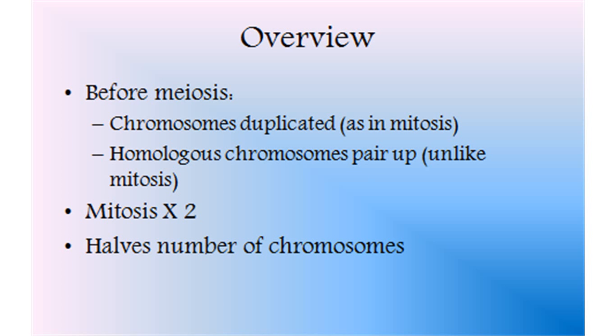One of the things that we'll end up doing in class is comparing and contrasting mitosis and meiosis in several ways. Just like in mitosis, right before the process happens, you do duplicate your chromosomes. But unlike in mitosis, you're going to have your homologous chromosomes pair up with each other. Then you're going to do the equivalent of performing mitosis 2 times in a row. This is done without reproducing the chromosomes in between, so the end result is that you cut the number of chromosomes in a cell in half.